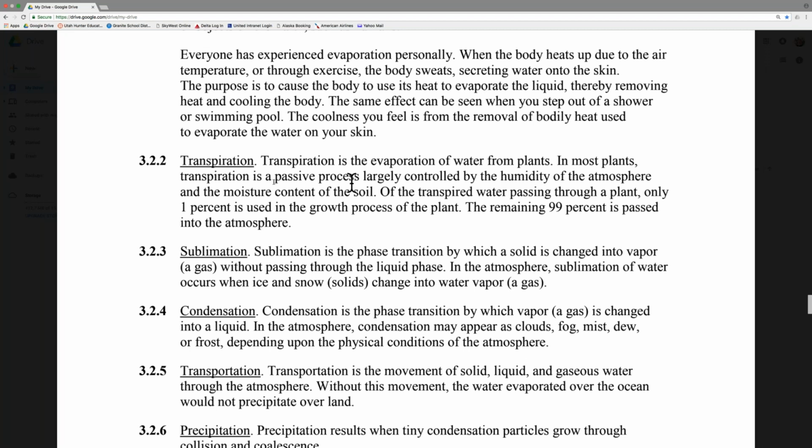Transpiration. Transpiration is evaporation of water from plants. So just another way that the water gets up into the upper atmosphere.